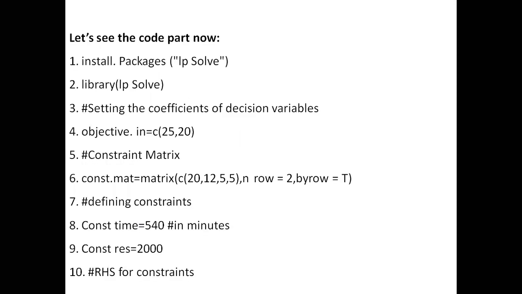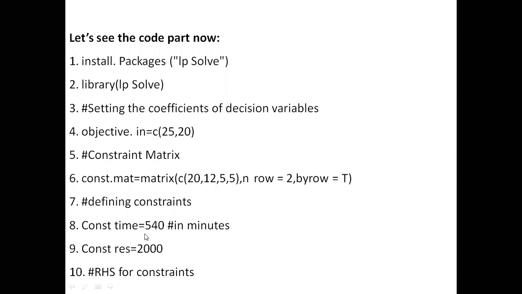Next, installing the packages and library, setting the coefficients of the decision variables. The objective is to find the profit earned from each sale by that particular customer, which is 20 for type A and 20 for type B. Next is the constraint matrix, which we specify here. The constraint matrix should be 20 and 12, depending upon the time factor, 5 and 5, considering it is a row 2. And again, further defining the constraints.